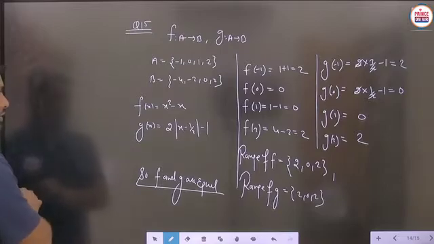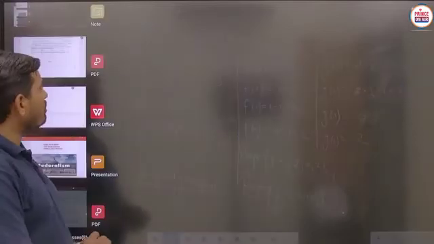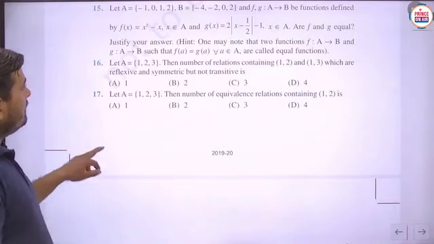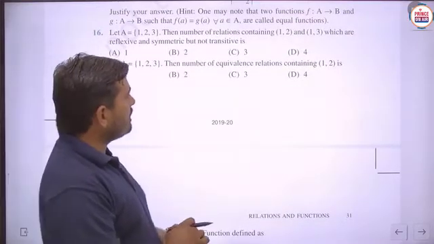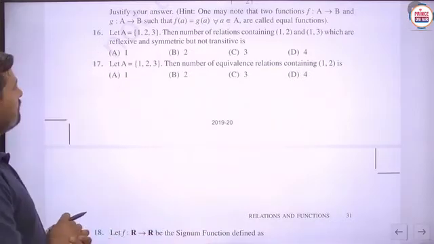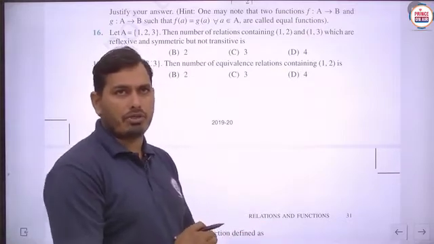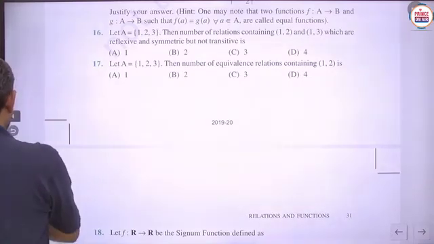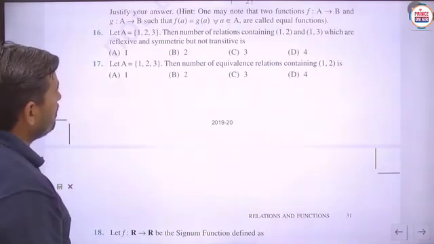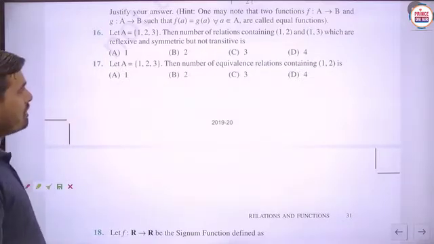Next question, pause the video to note it down. We will take question number 16. Let A be {1, 2, 3}. Then the number of relations containing (1,2) and (1,3) which are reflexive and symmetric but not transitive. A very important question is given. Let A be this; the number of relations containing (1,2) and (1,3) which are reflexive, symmetric but not transitive.